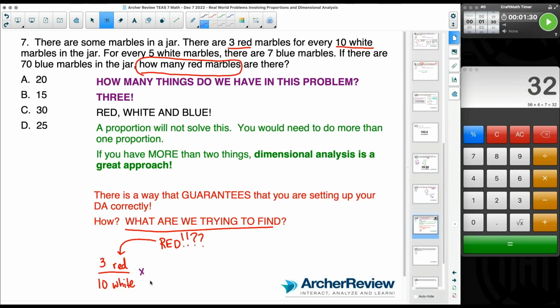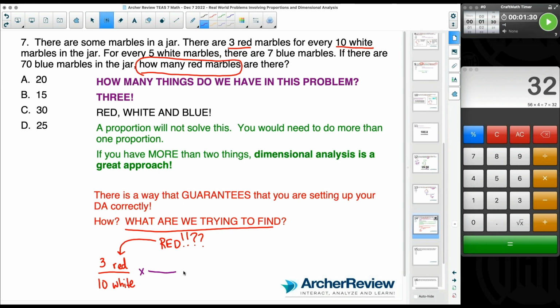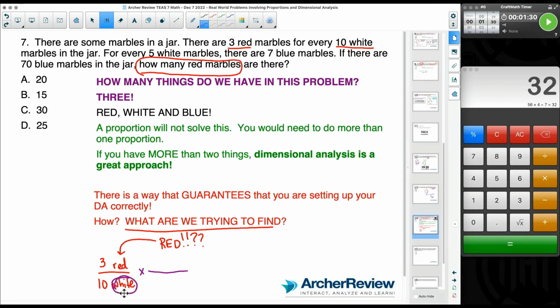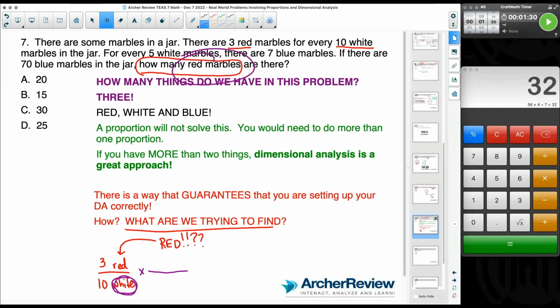Now, I'm going to multiply. I'm not putting an equals in here. I'm not going to put a variable in here, y'all. This is different. This is not proportions. This is a different technique. So notice I'm not putting equals. And automatically, I don't want this word white. The question does not say how many white marbles are there. I don't want white, so we want to get rid of that word.